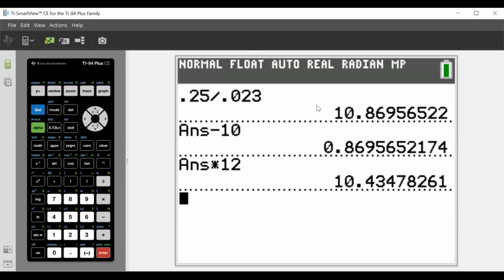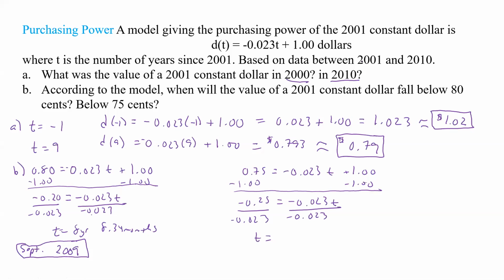All right, so let's go back over here. We know 10 years after 2001, that's going to be 2011. So let's write that down. We have 10 years and then 10.43 months. So 10 years after that is 2011, and 10 months is going to be October. And it's into the next month, so it's November. And so we'll say in November of 2011, it's going to be below 75 cents. Okay, sometime in that month. All right, so that's how I would do those two there.